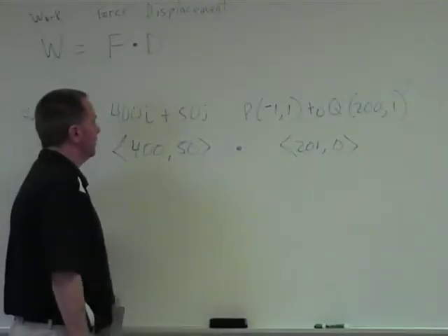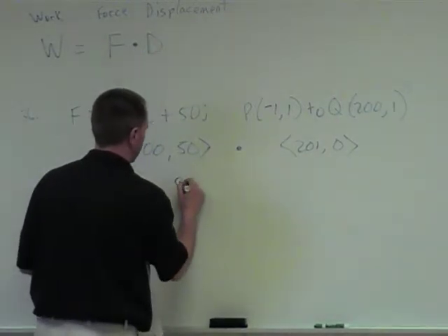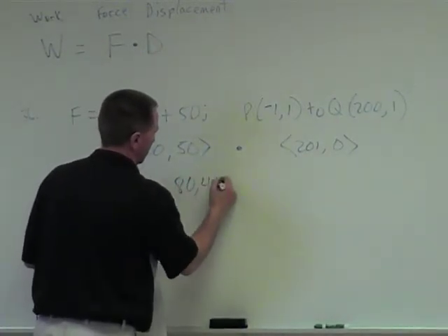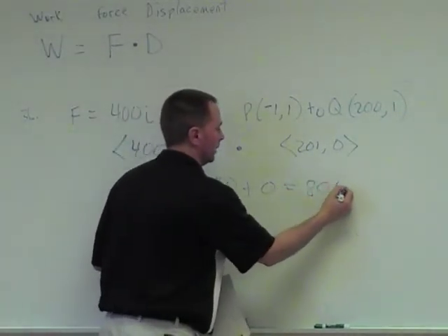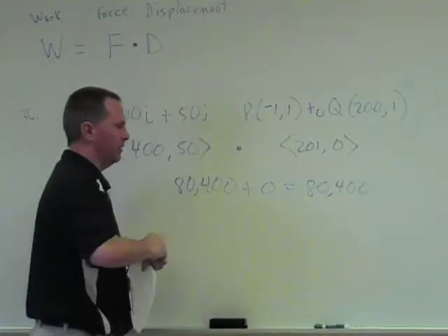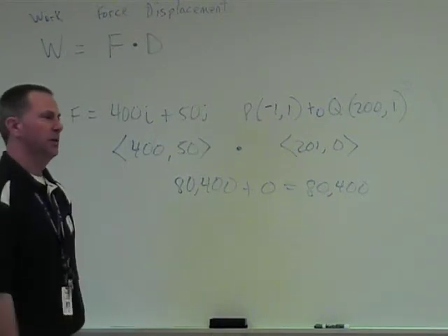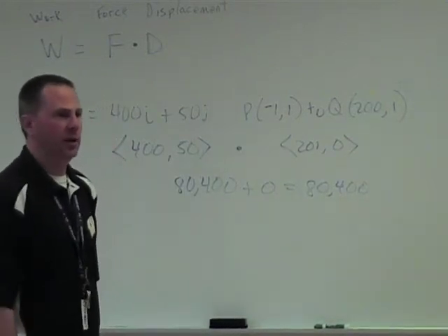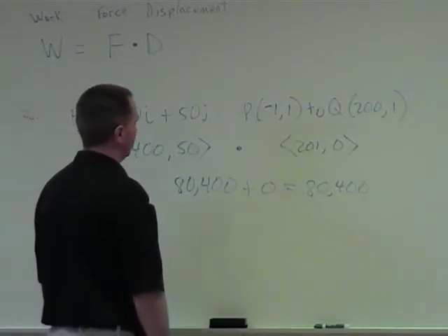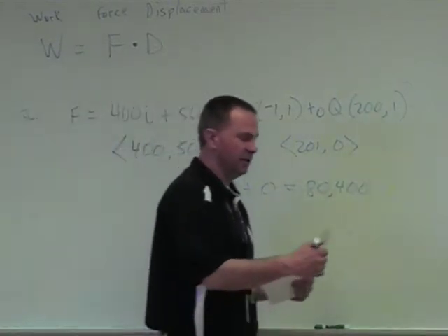How do you do a dot product? 400 times 201 is what? 80,400. Plus 50 times 0 is just 0, so that's 80,400. I don't have any units on here yet, but that'll change. Usually it's in foot-pounds. Your distance is usually in feet, how much something weighs in pounds, so we call that foot-pounds. All right, so that's just the simple one. Let me give you another simple one.